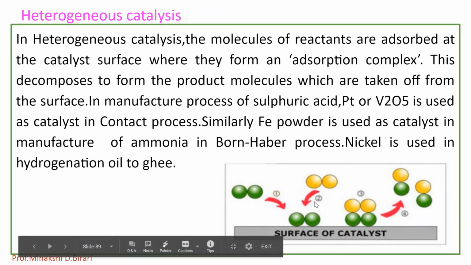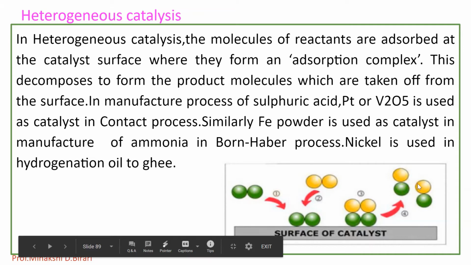After the formation of the adsorption complex, in the next step, that is the third step, the chemical reaction occurs on the surface. The activated complex decomposes during the chemical reaction on the surface to form the products. The decomposed products are held up at the surface by partial chemical bonds. So that is the third step.